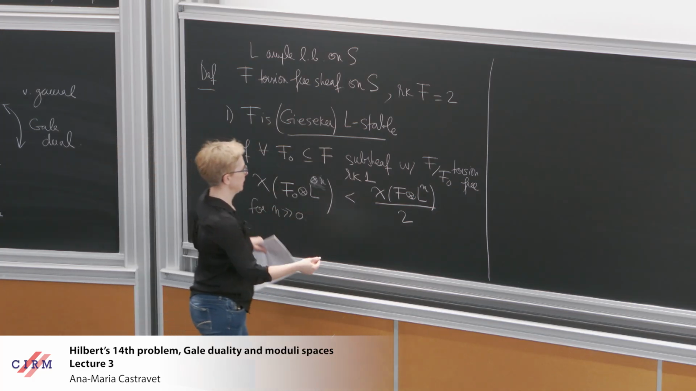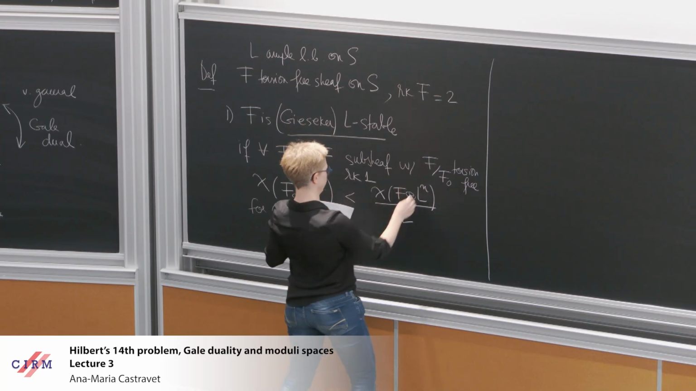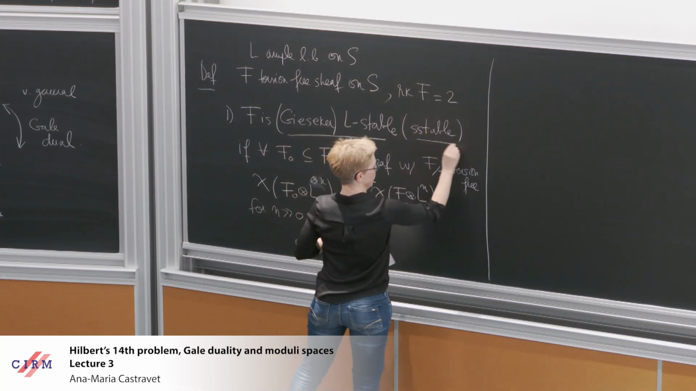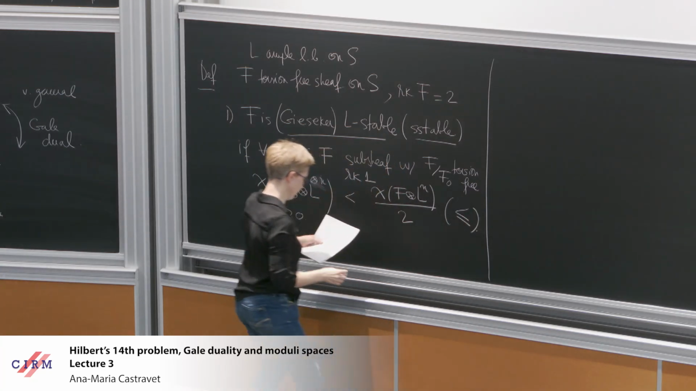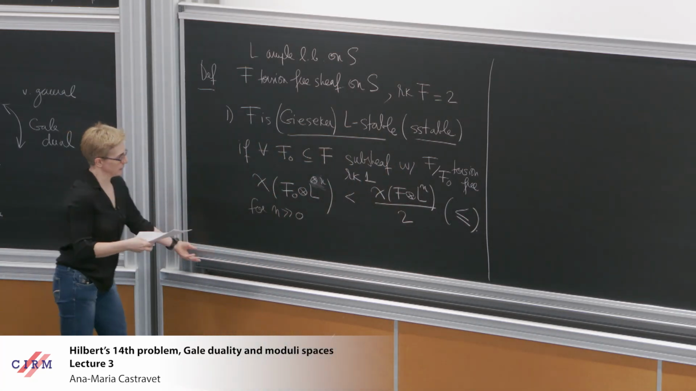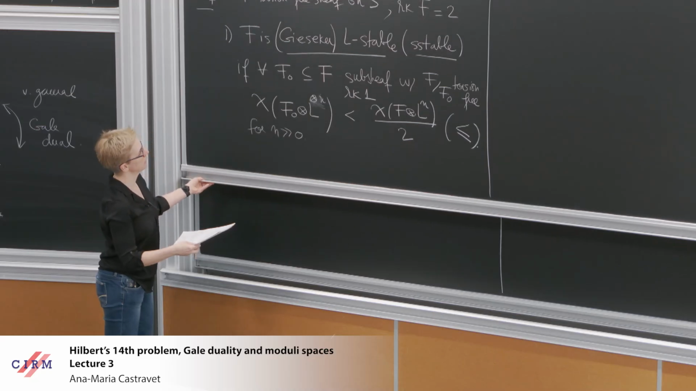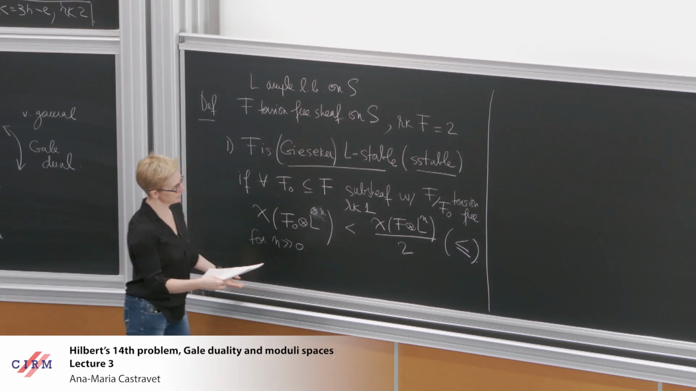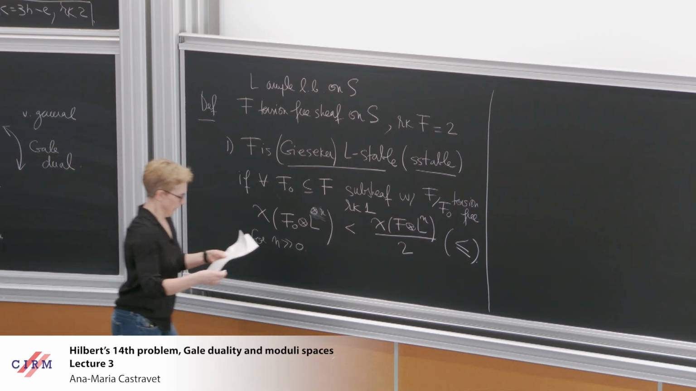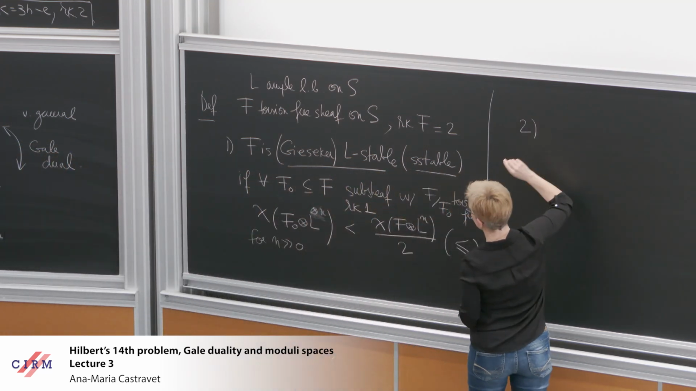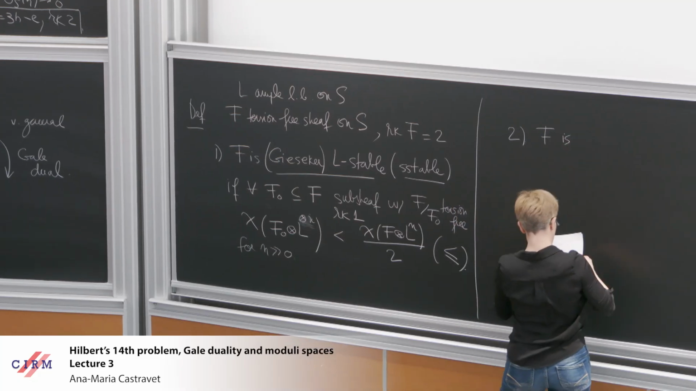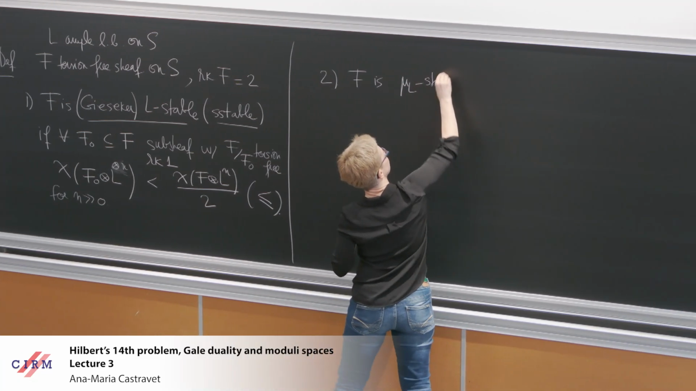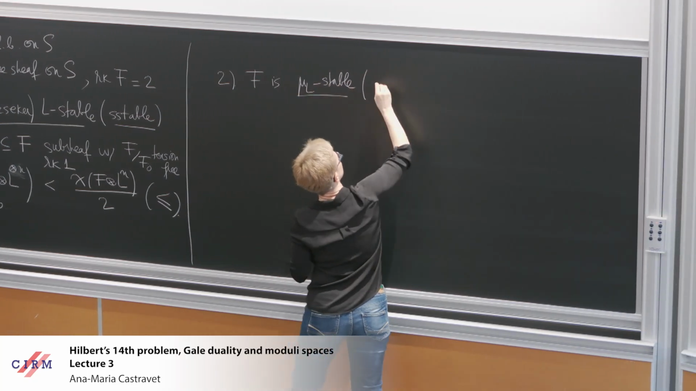And then semi-stability would mean just to allow equality here. So L-semi-stable would allow equality. And then there is another notion of stability, which is coming from the slope, which mimics what happens for curves. Yes, so we call f to be mu-L-stable, or semi-stable.